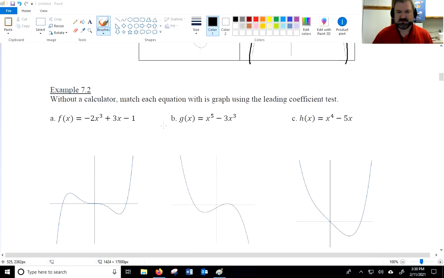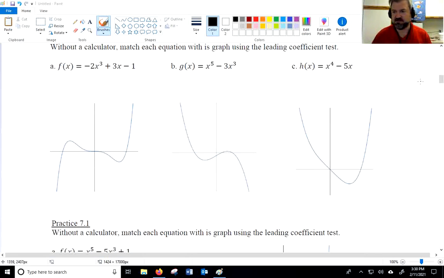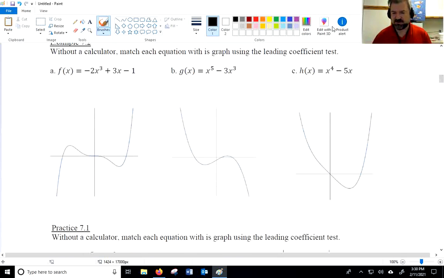Okay. So let's take a look at some practice problems. Without using a calculator, could we match each graph with its equation based on the leading coefficient test?